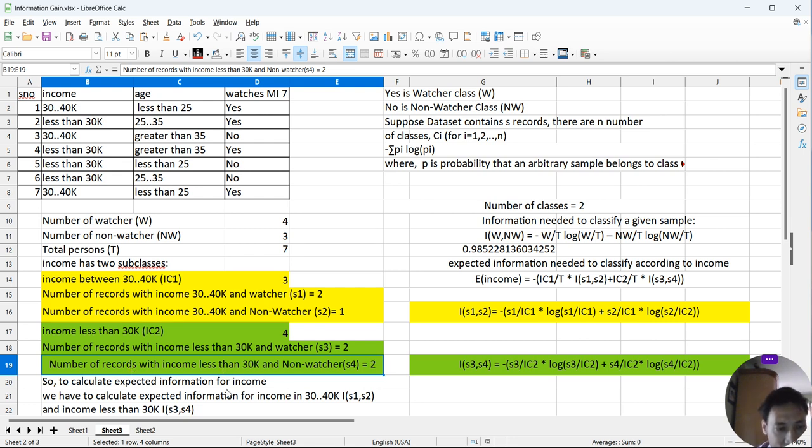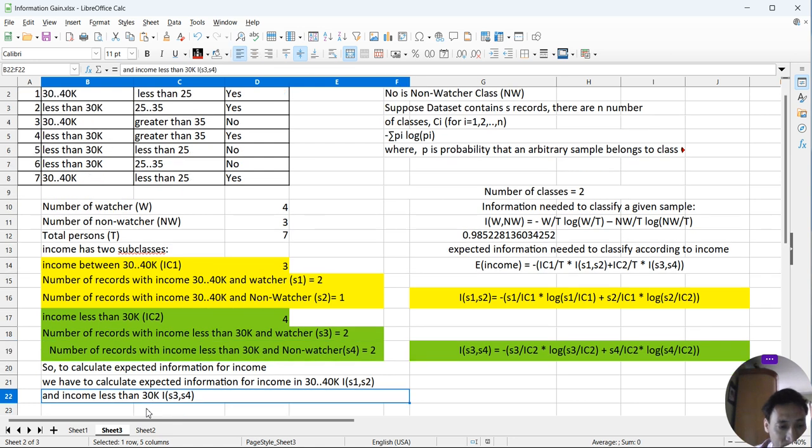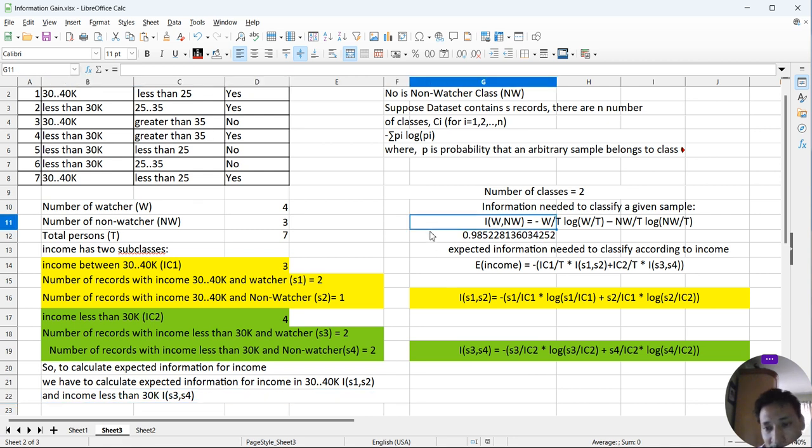So in order to calculate information for income, we have to calculate the expected information for income 30 to 40,000, that is symbolized by I(S1, S2). Similarly, we have to calculate the expected information for income less than 30,000, that is symbolized by I(S3, S4). Now let's start calculating.